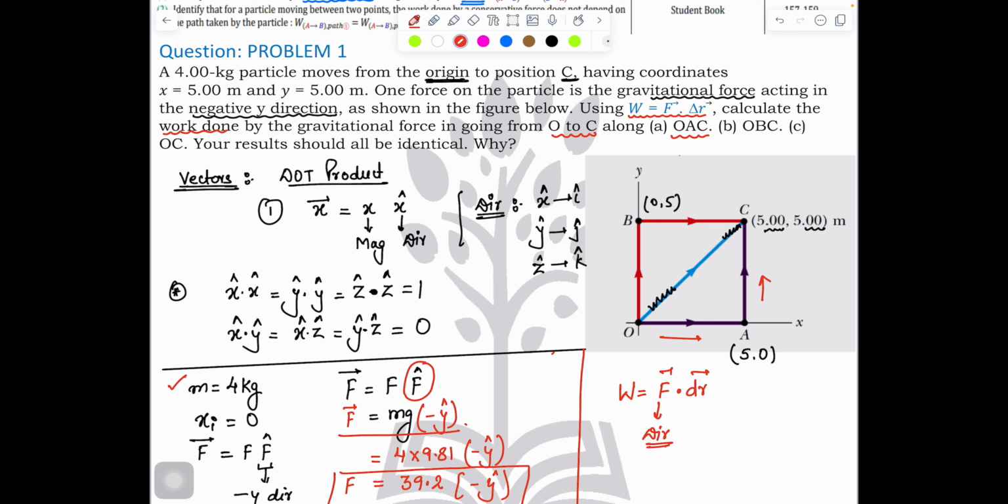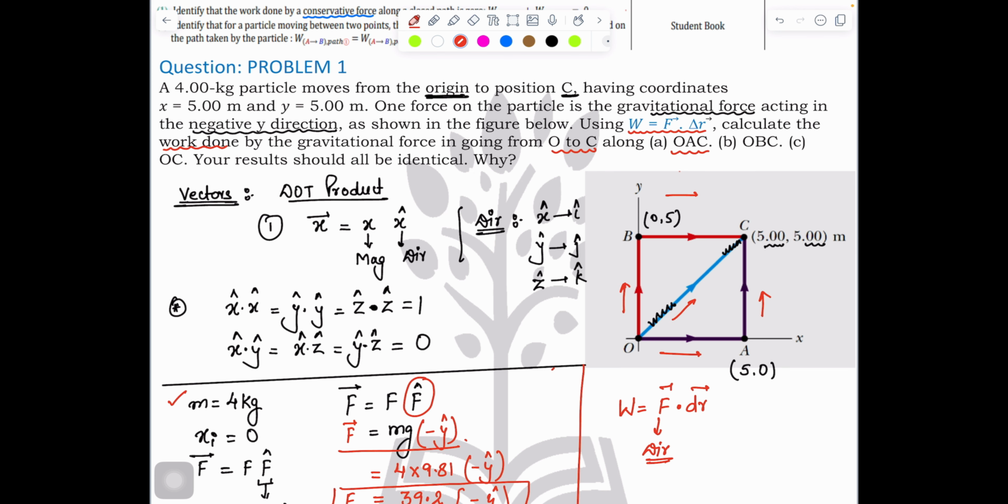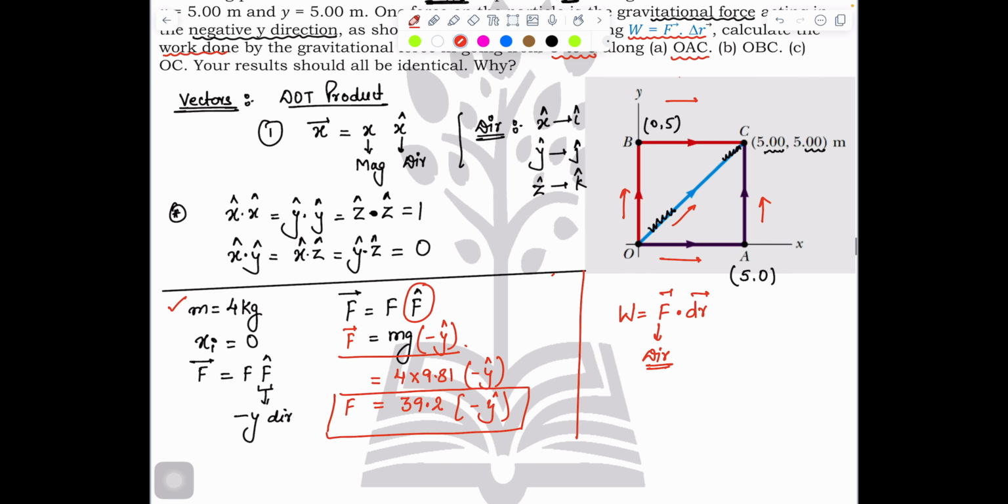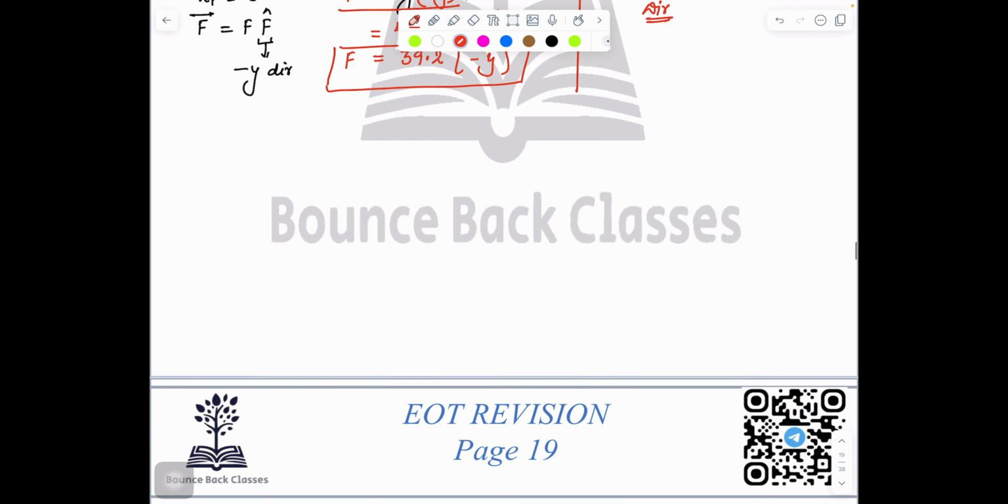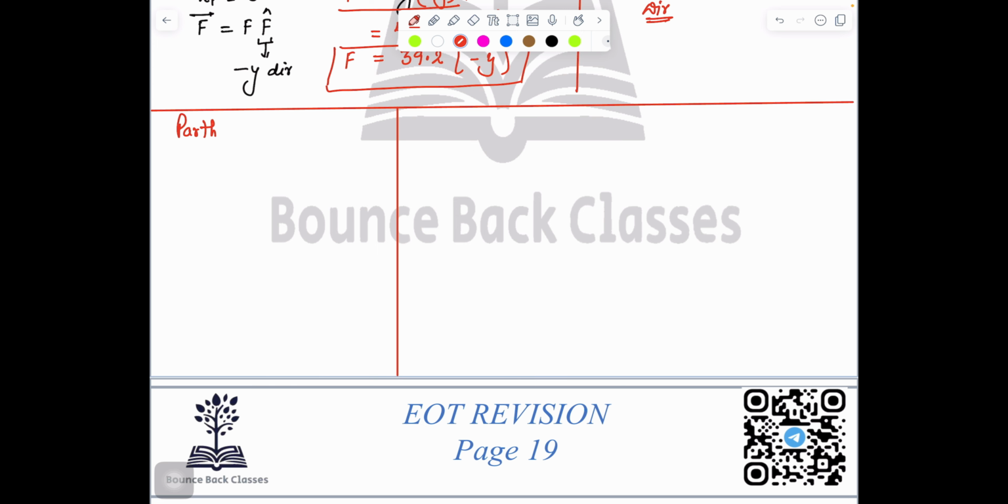Second is OBC, O to B and then B to C, and OBC directly moves to here. Okay, now solve one by one. Cases. Now time to divide it. Okay, the first part.